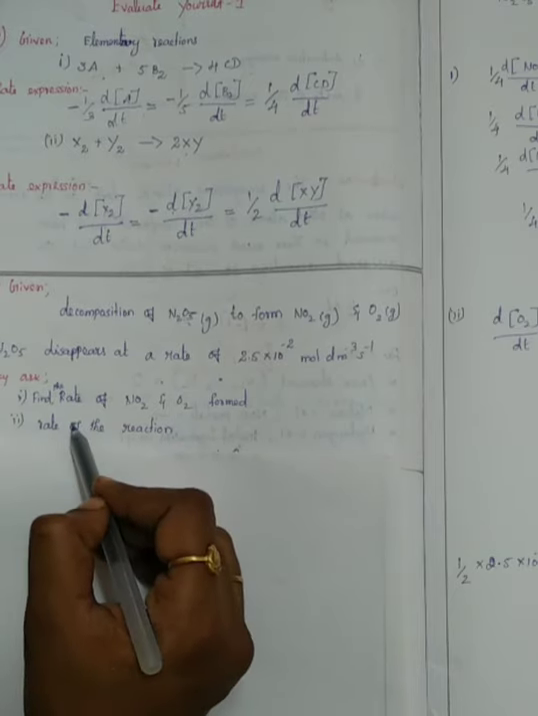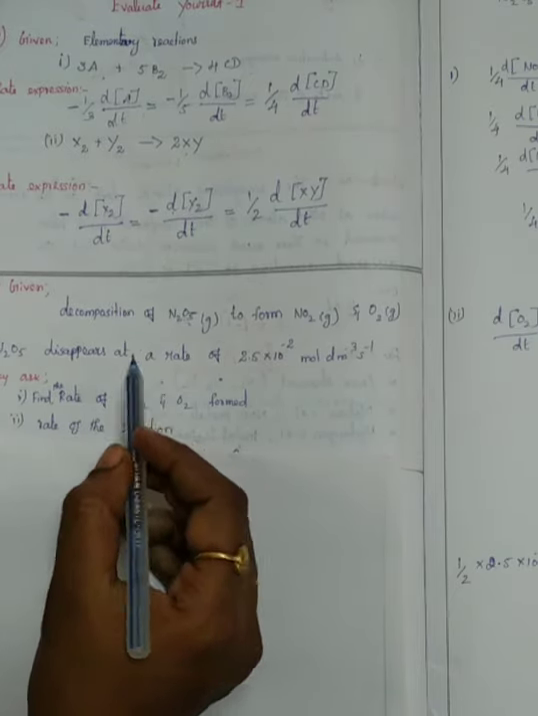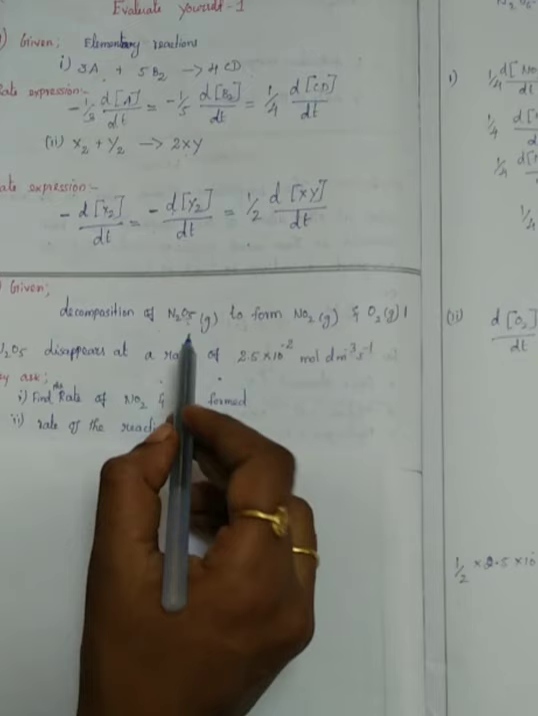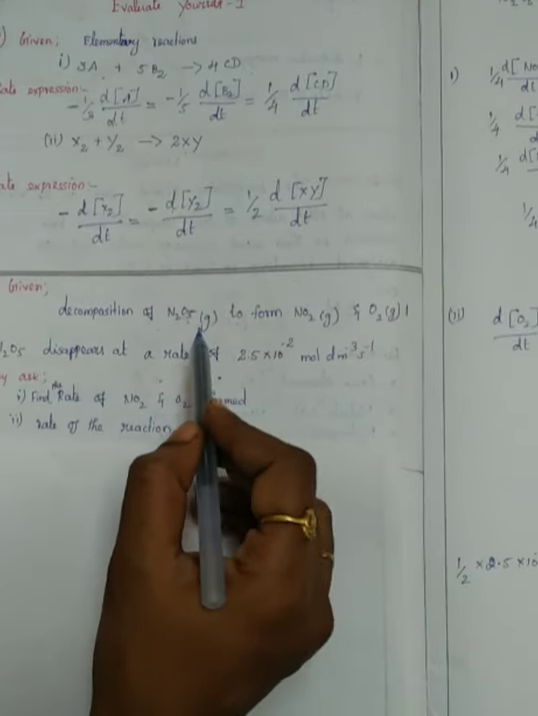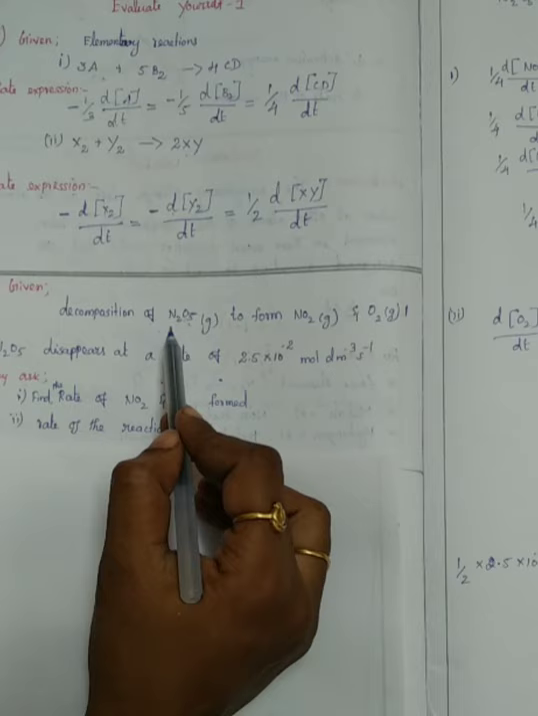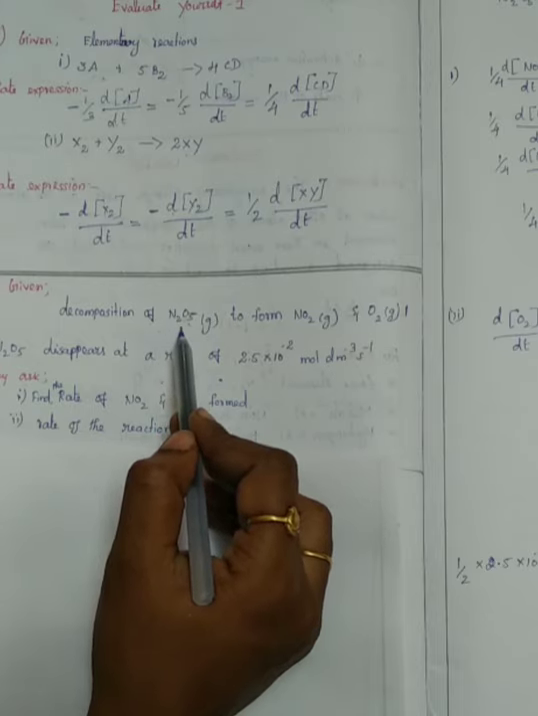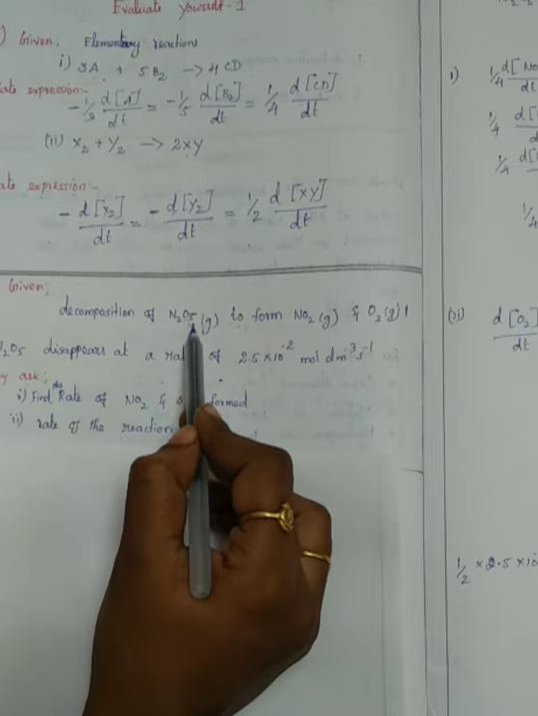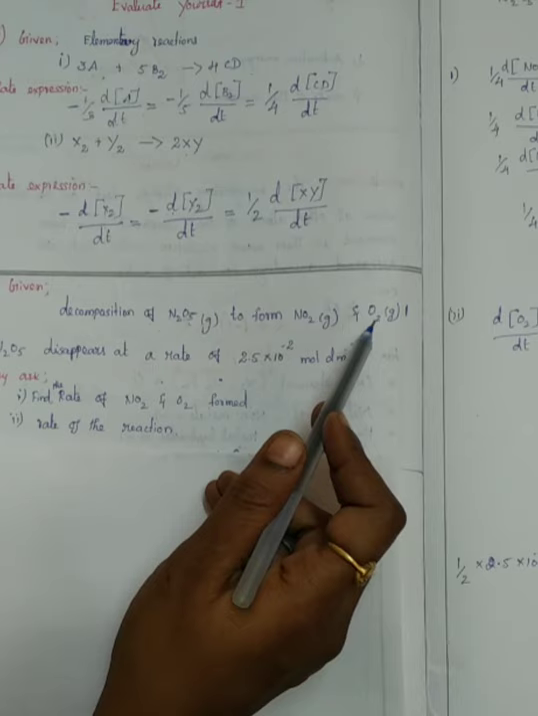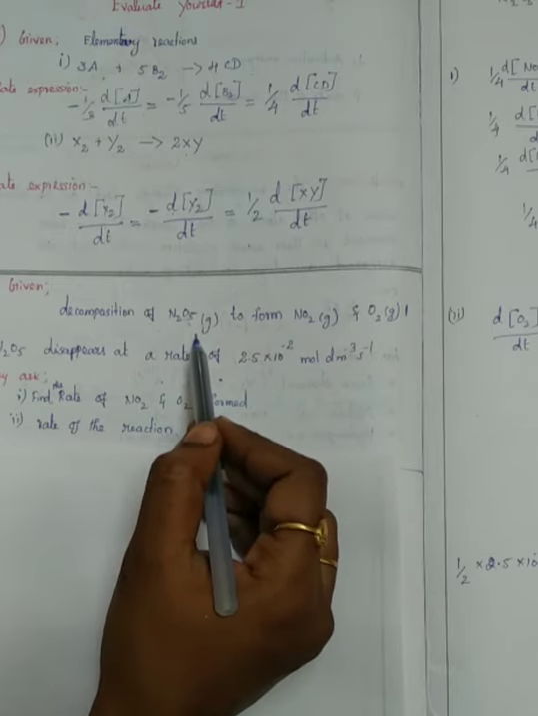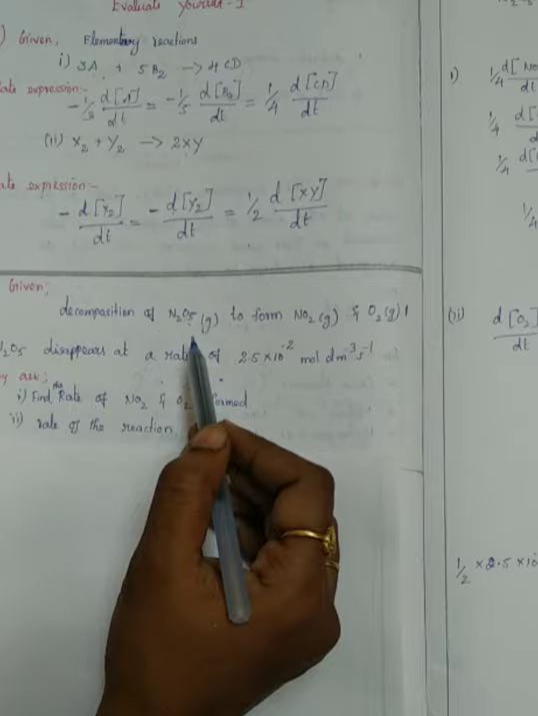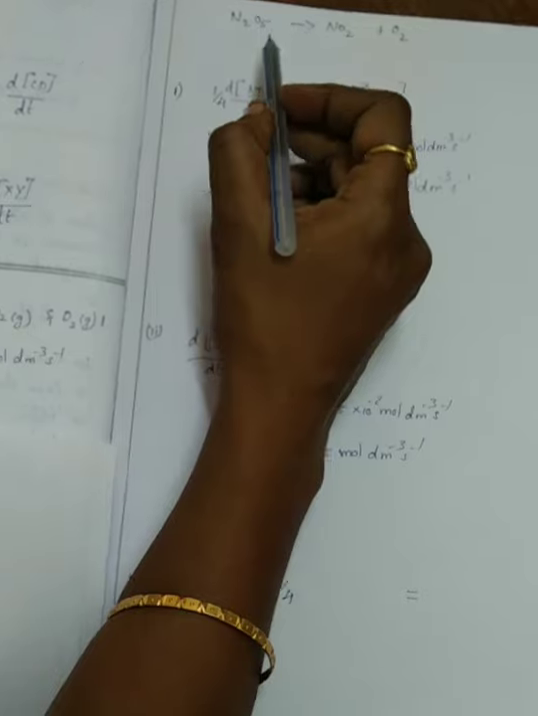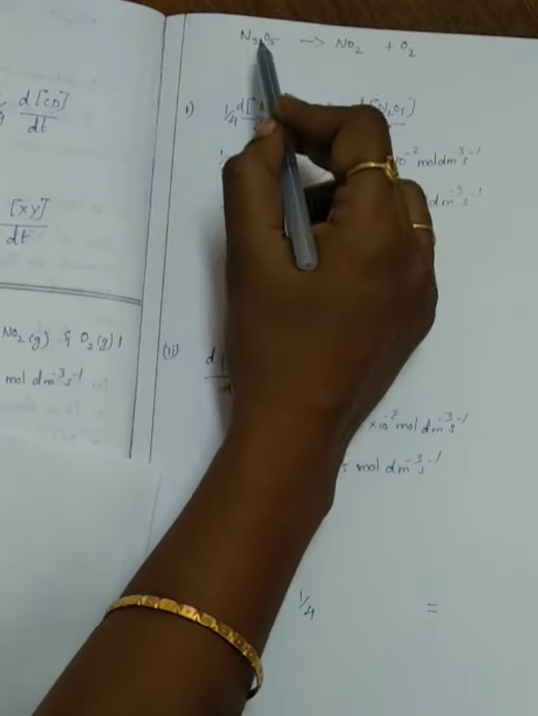Before finding the answers, we have to write one equation with the use of these ideas, this first line. Decomposition of N2O5 to form NO2 and O2. So here itself we come to know who is going to decompose and participate in the reaction. N2O5 is going to participate in the reaction, so N2O5 is a reactant. NO2 and O2 are the products. Already we know we write the reactant on the left side and the product on the right side. So with the use of this idea, we will write this equation like that.